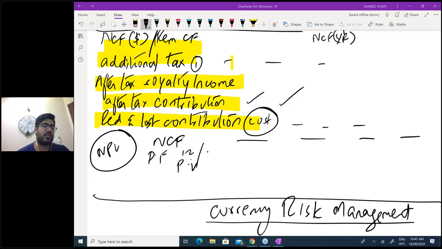Loss carried forward is a non-cash transaction, it needs to be added back because it's just dealt with for tax purposes. It's a non-cash item.